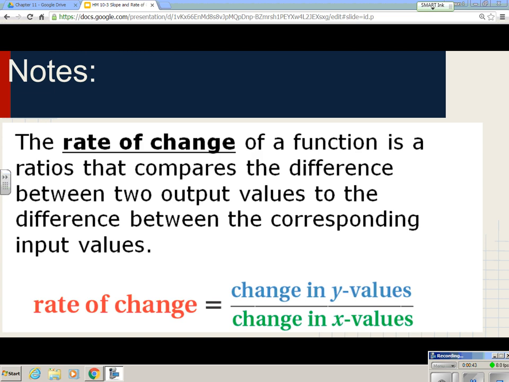All right, so let's first talk about this rate of change you see on the board. And yes, I do want you to write this down. So the rate of change of a function is a ratio that compares the difference between two output values to the difference between the corresponding input values. Output is y, input is x. So rate of change really equals y value over x value, or ratio of y over x. Have this written down and we'll do some examples.